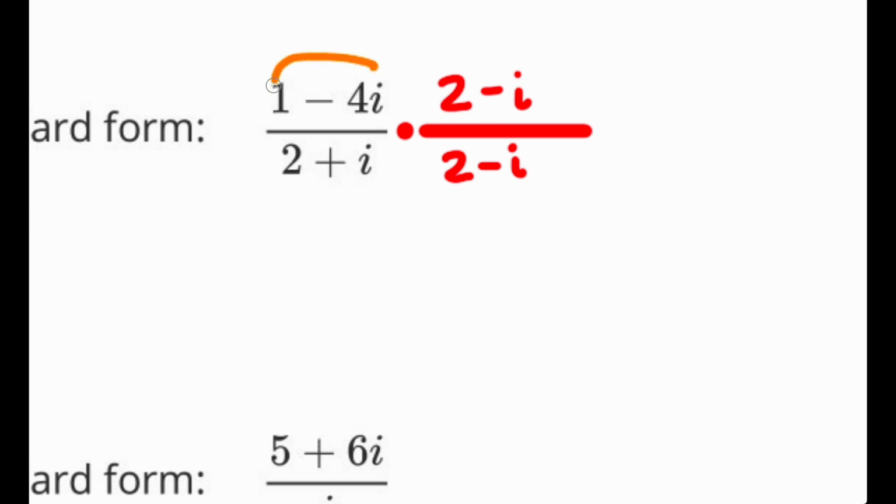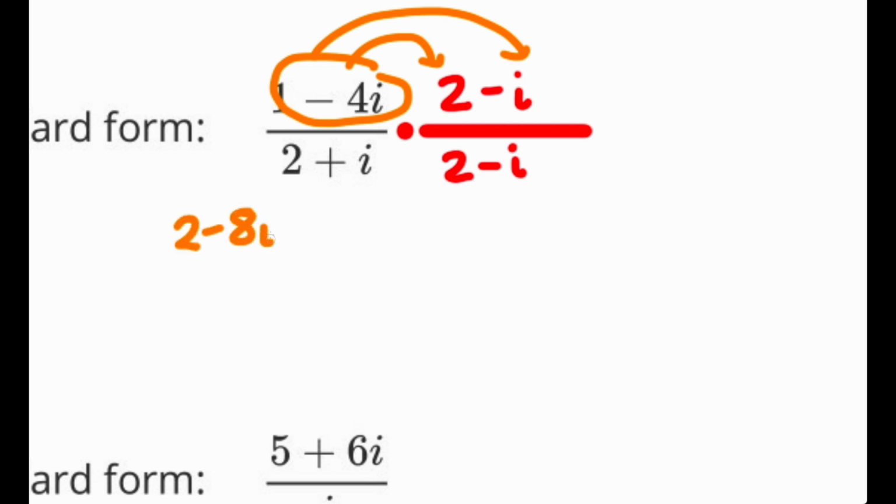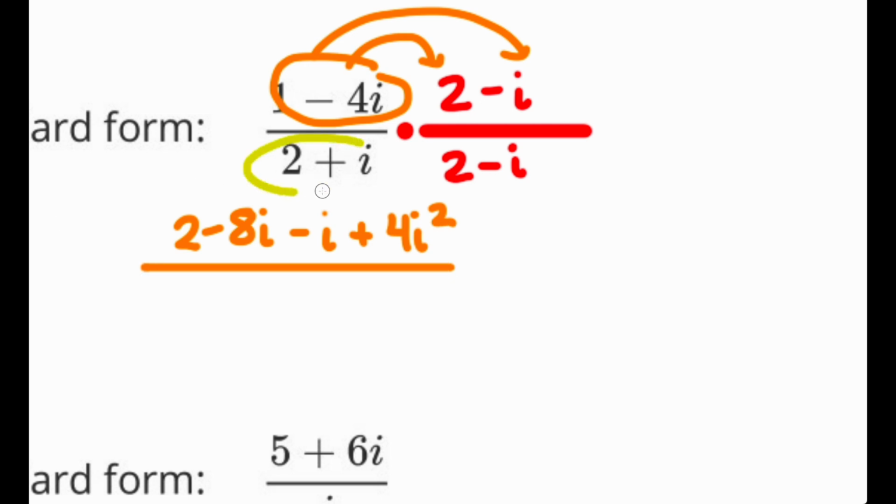We're going to distribute this top one to the 2 and then to the negative i. So you'll get 2 minus 8i minus i plus 4i squared. So that's the top part. Divided by, the bottom part is just a complex conjugate. So I'm going to square the first one, square that b term for the second one. So squared, squared, and then add them together.